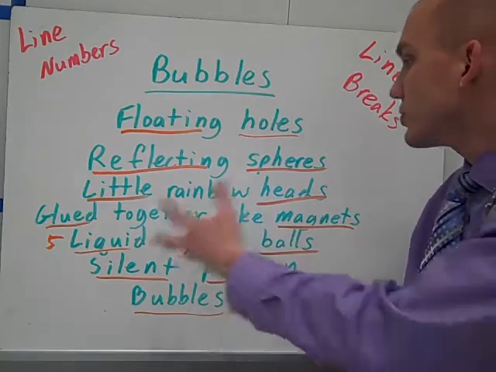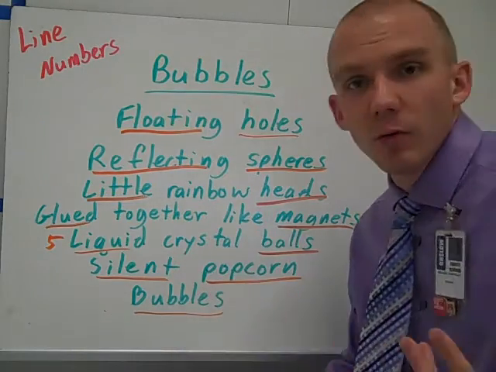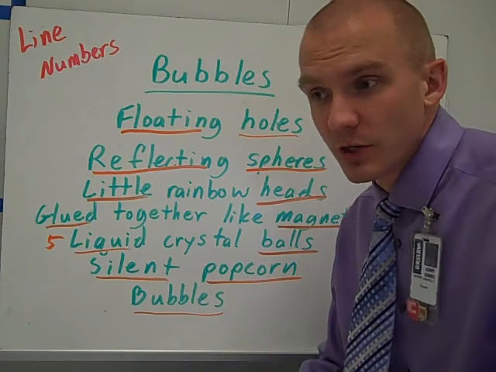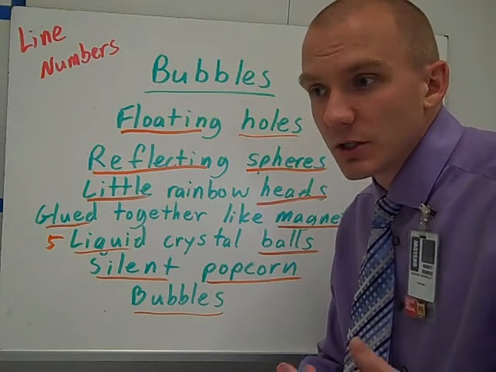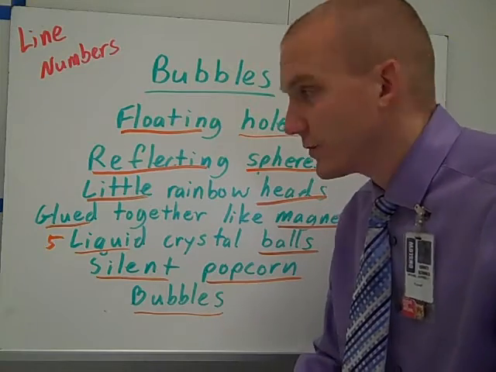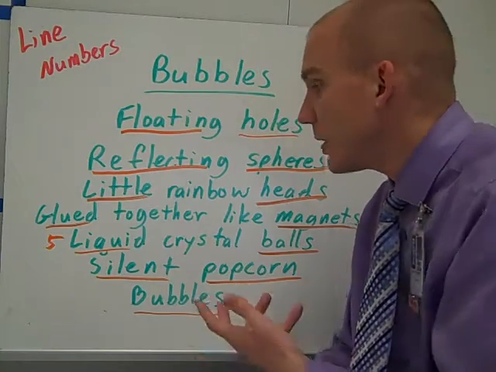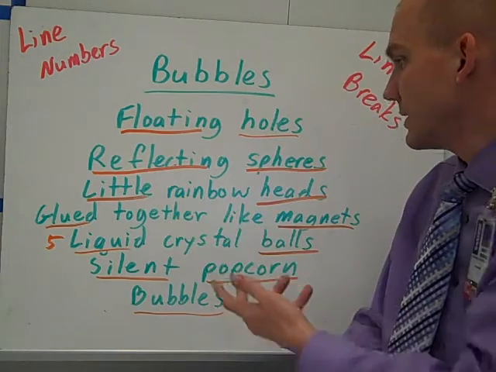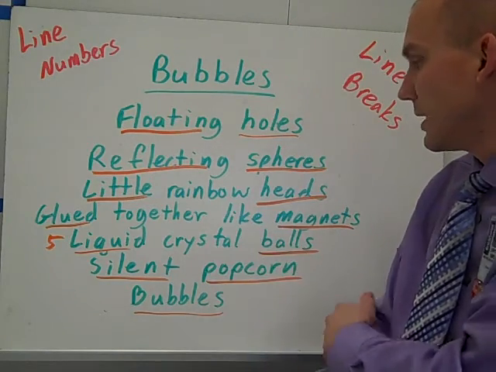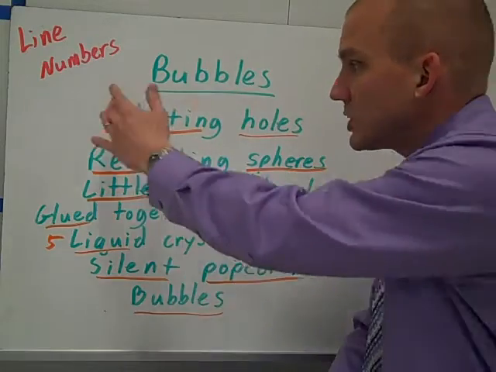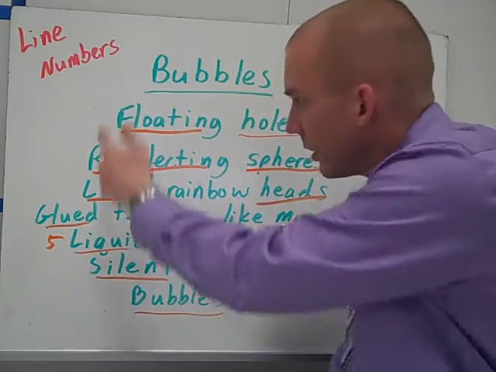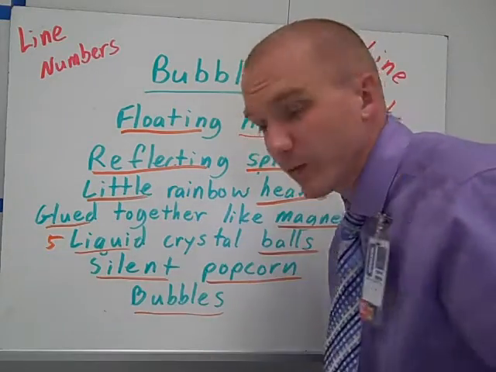Why is there no punctuation in this poem? Well, some poems will have punctuation, some won't, whether it be commas or periods or exclamation points. The key thing is it depends on what the poem's about and how it's formatted. This poem doesn't have any punctuation because really there's no sentences. Floating holes, reflecting spheres, little rainbow heads, they're all just different descriptions. Each line is its own synonym, so to speak, of a bubble. And all of them are just describing bubbles in different ways.